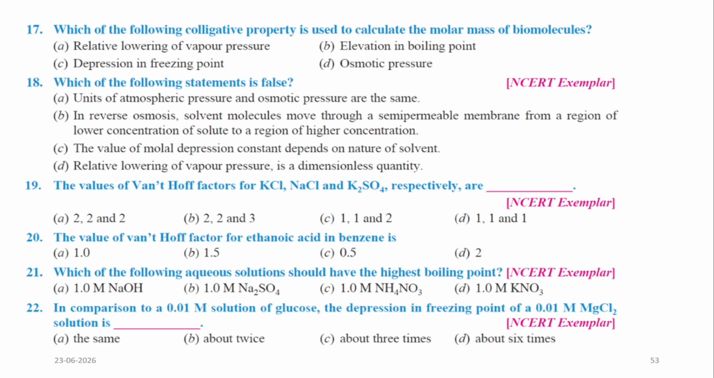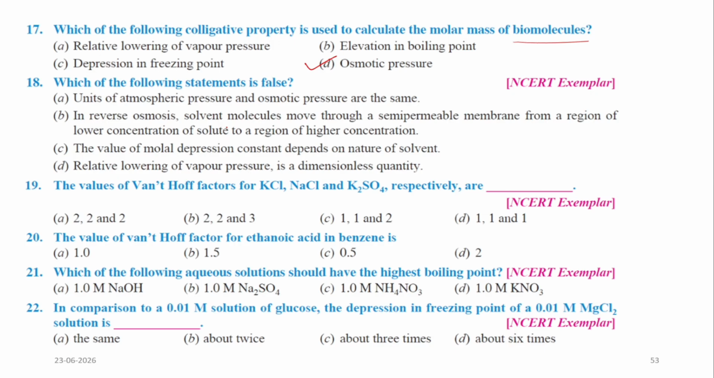Okay, so now we have several multiple choice questions. Which of the following colligative properties is used to calculate molar mass of biomolecules? So I told you biomolecules are like polymers having a very high molecular mass. So when molecular mass is very high, like protein, starch, cellulose, etc., then the best technique is osmotic pressure.